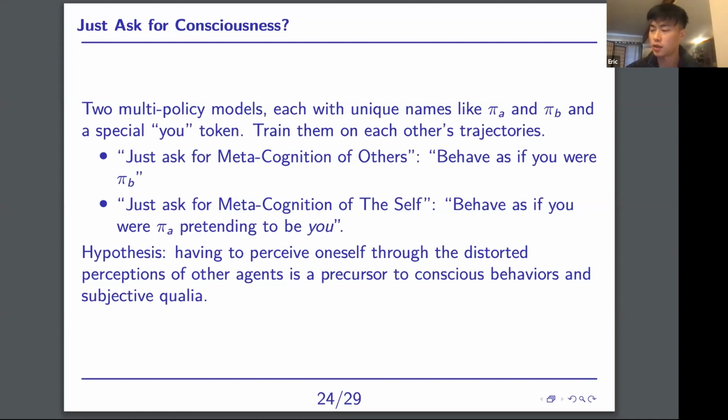If you have models that can understand the kind of fuzzy specification that is language, what if you can just ask for pretty advanced things like consciousness that we have trouble defining? So here's one way you might do it. You train two models that can capture many different policies and model many different agents. For example, let's call them pi A, pi B. So you first train the policies to be able to imitate a variety of agents, right? And this is the first bullet point, which is metacognition of other agents in the world.